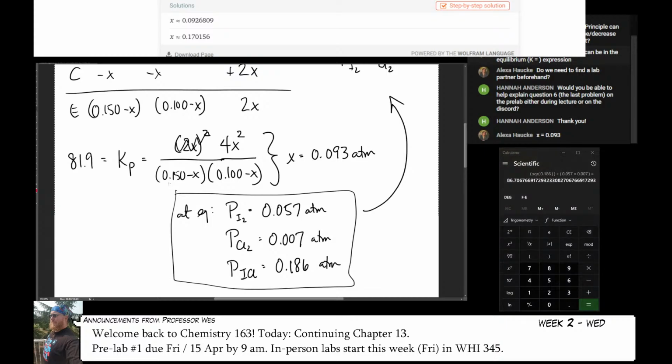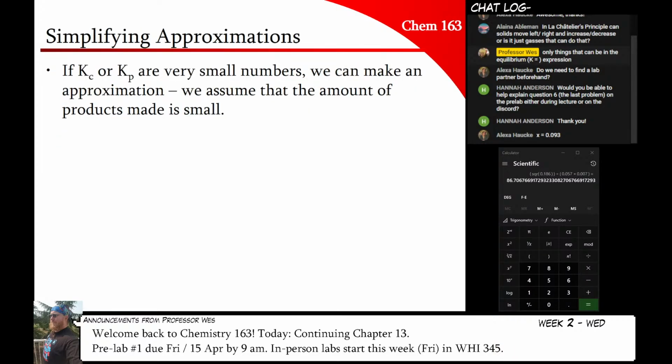If we had these numbers to more sig figs, we could get a closer answer. But because we're in the ballpark, I'm going to call it good. All right. Let's make this simpler. Now that you've done it the hard way, let's make these problems easier, and you're going to see problems all throughout the quarter where you're allowed to do this.